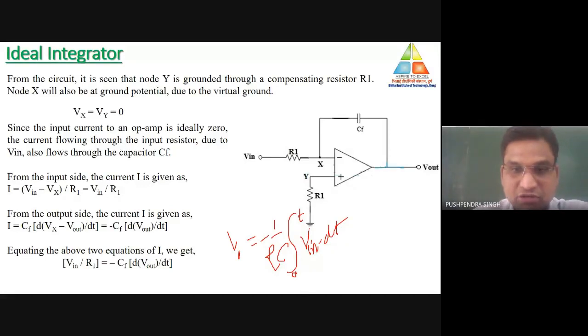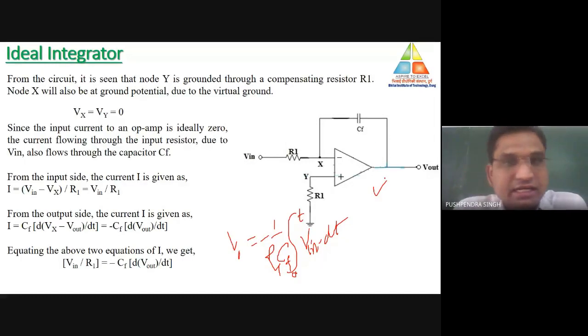You can see here that the output voltage is directly proportional to the integration of the input signal, where RC is the time constant, R is the input resistance R1, and C is the feedback capacitor. Why? Because this is the actual circuit of the integrator. This is the circuit diagram of the integrator where feedback is connected through the capacitor, which is represented as CF. So CF is the feedback element in the integrator, as opposed to the differentiator, where the capacitor was connected at the input terminal of the op-amp. But here in the integrator, the capacitor is connected at the feedback terminal.